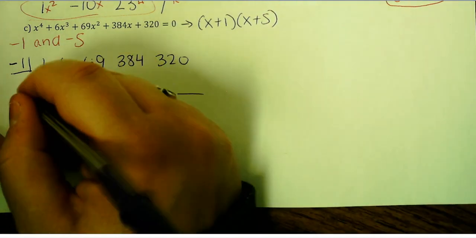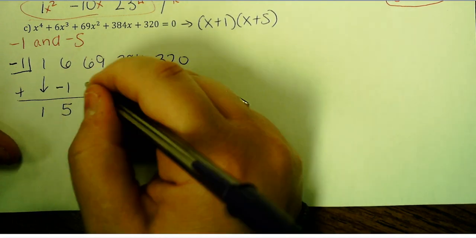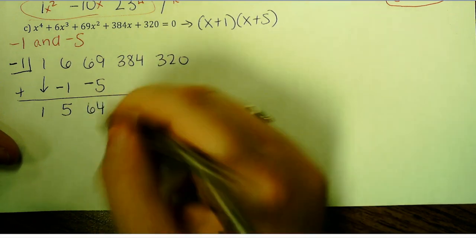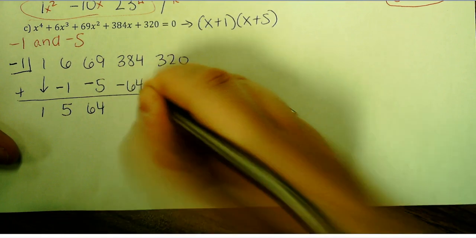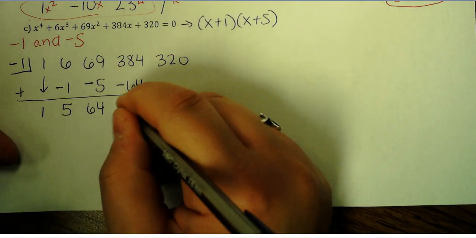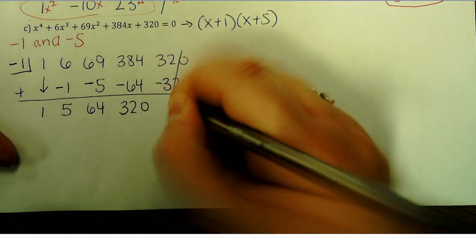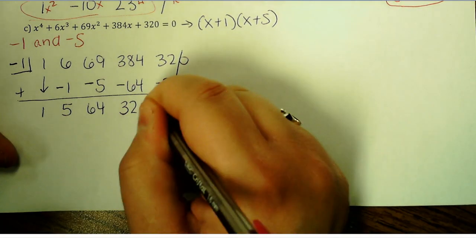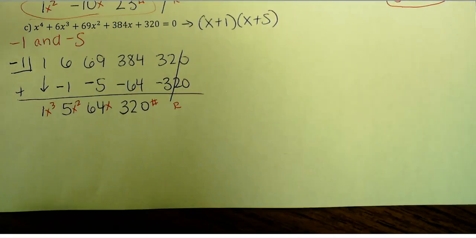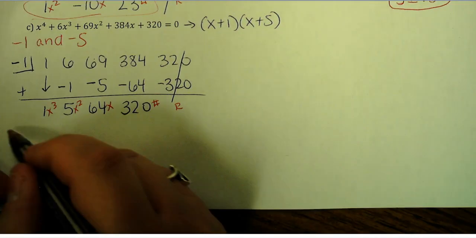So -1 times 1 is -1. Add these guys up, you get 5. -1 times 5 is -5. Add these guys up, we're going to get 64. -1 times 64 is -64. And now I'm going to grab my calculator here. No, I'm not. That's just going to be 320. And -1 times 320 is -320. And we get what we want. We don't have a remainder. This would be your constant, your x squared, and your x cubed. And both of these divide into the polynomial, so I'm just further breaking it down.